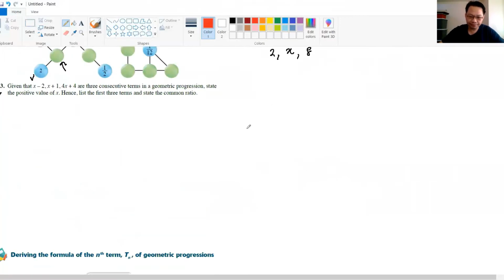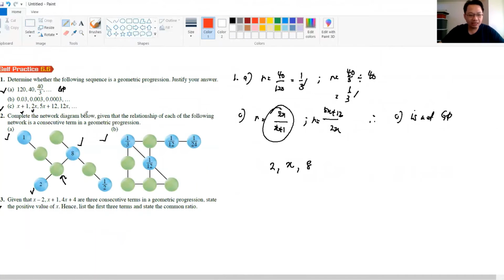So you see here, 2 to become x, x to become 8. How to find x, guys? So that's why we know that this is a GP, right? This is a GP. So very easy, sangat mudah. So to find the value of x here, we find the value of r because it's a GP. So how to find r? r equals the second term over the first term. They are also equivalent to the third term divided by the second term, right?